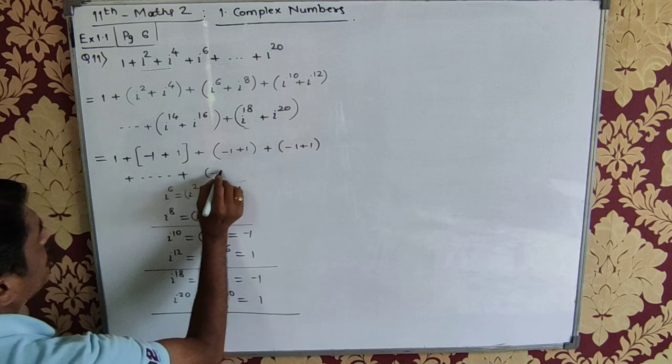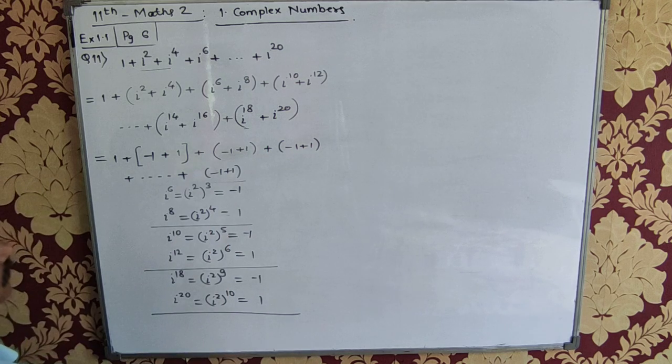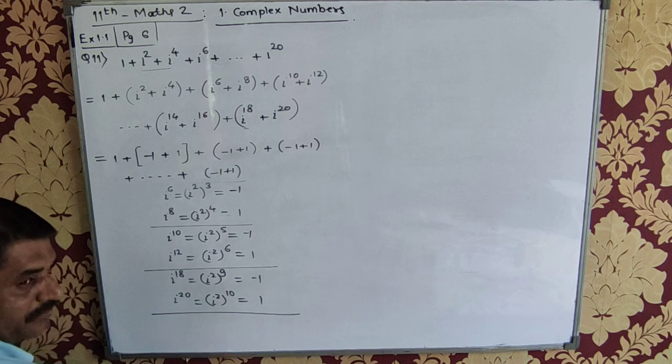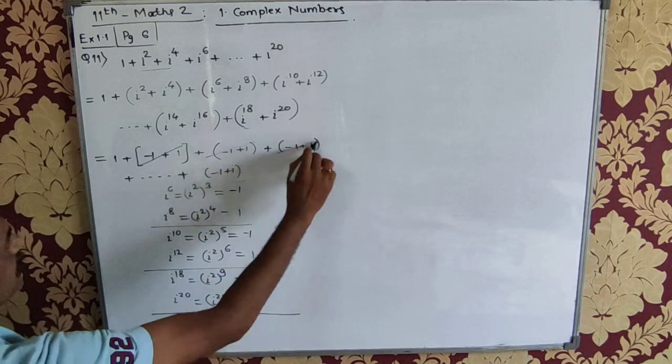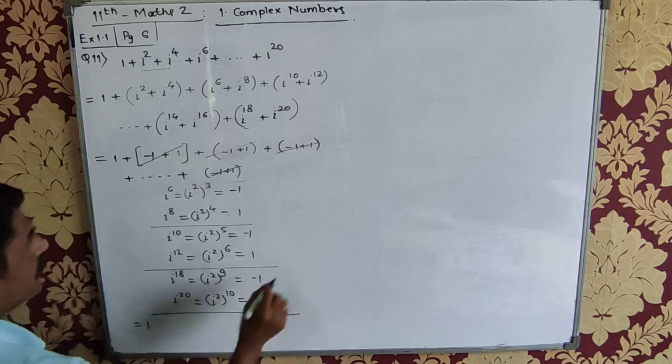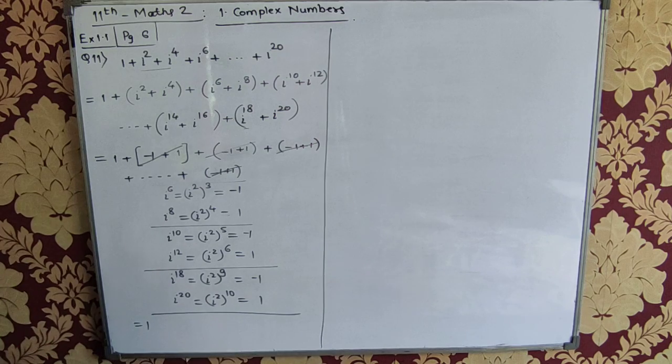So this will go on till the last bracket, and each bracket is 0 actually. Each bracket gets cancelled, and the answer is 1. Any doubts about that?